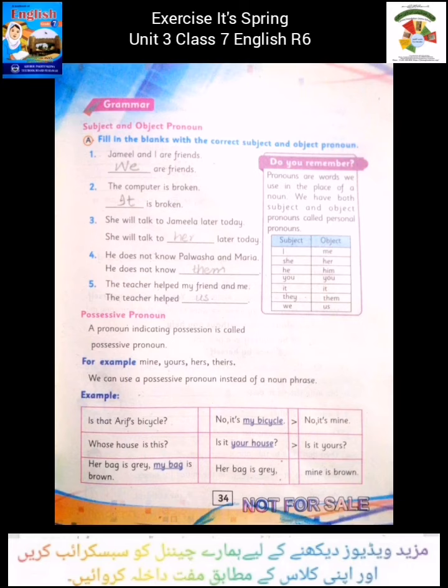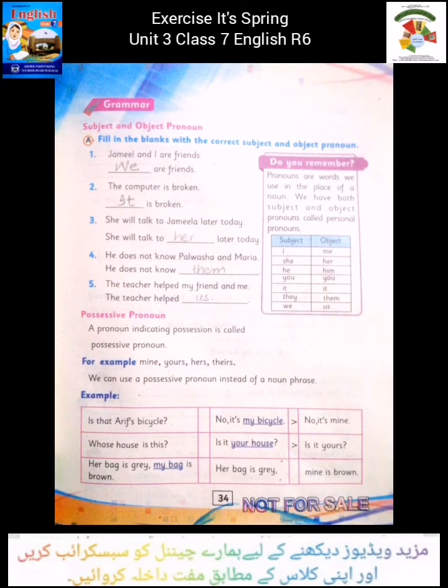She will talk to Jamila later today. Here Jamila is a girl, so the pronoun used for Jamila would be her. She will talk to her later today. In the fourth sentence, he does not know Palwasha and Maria. Palwasha and Maria are 2 girls, so we use a plural pronoun for them. He does not know them. Them is used for Palwasha and Maria.